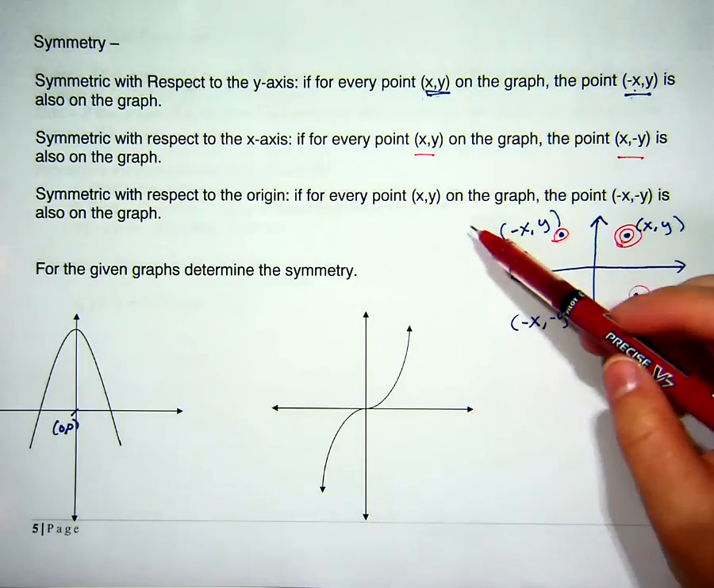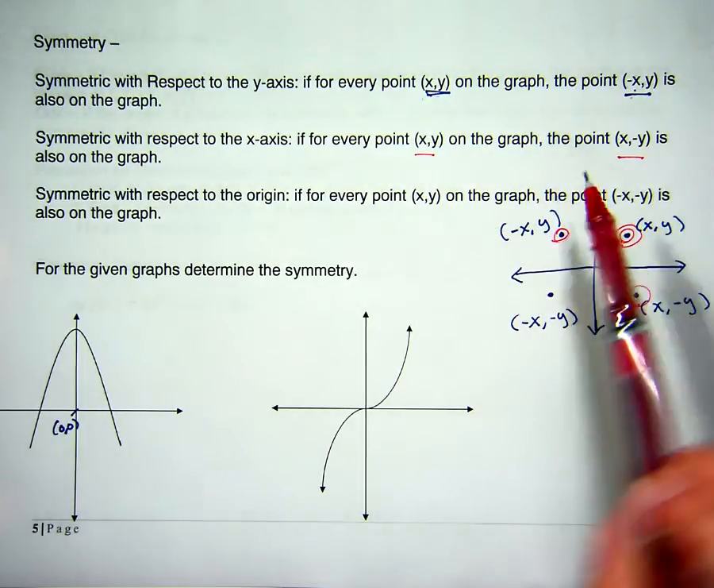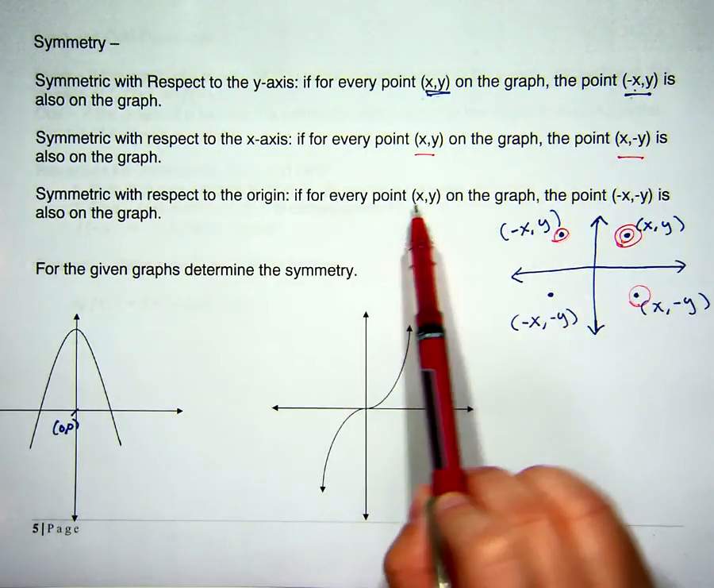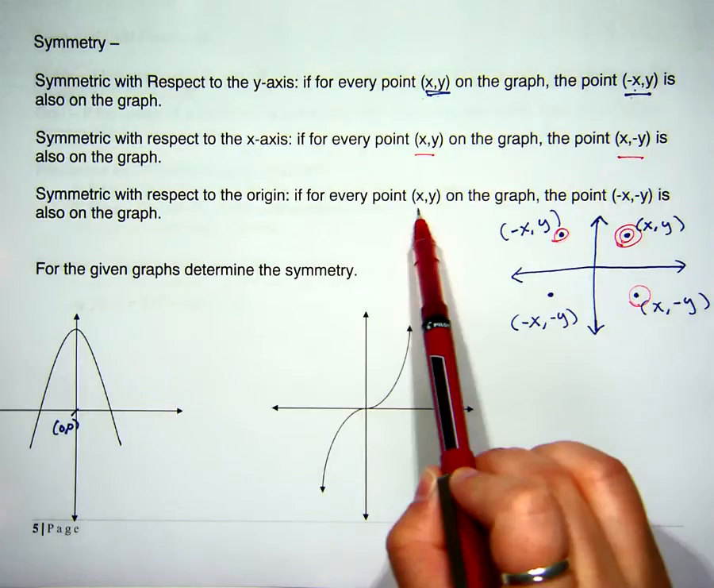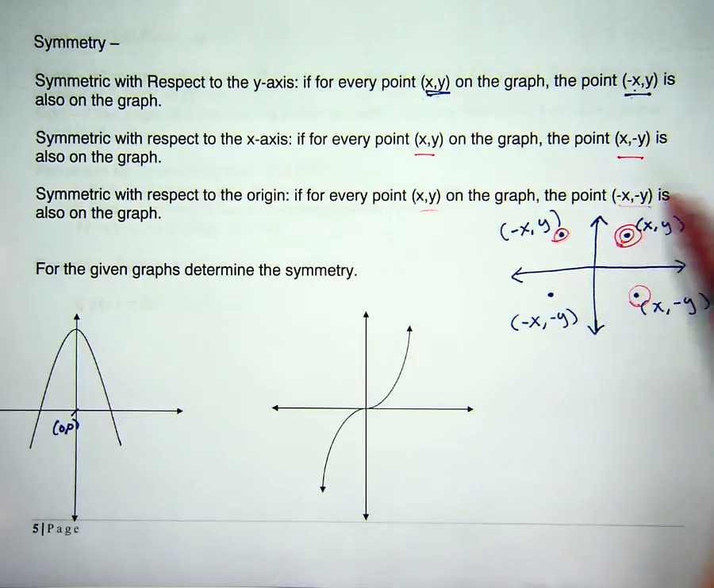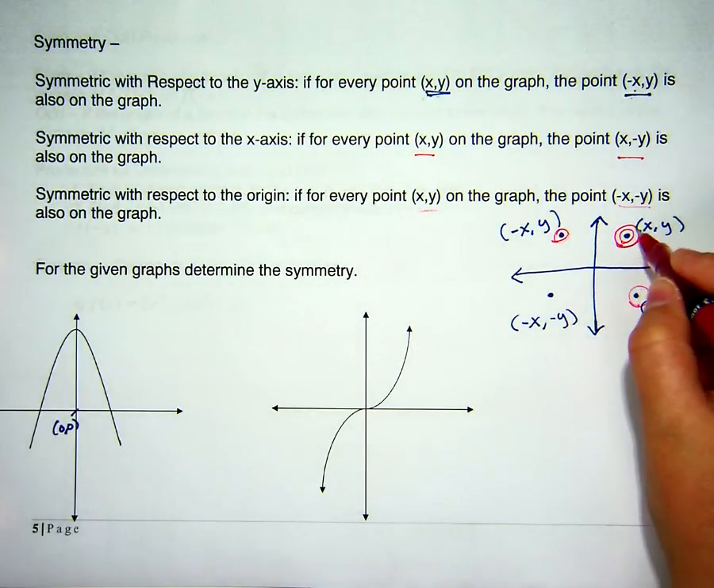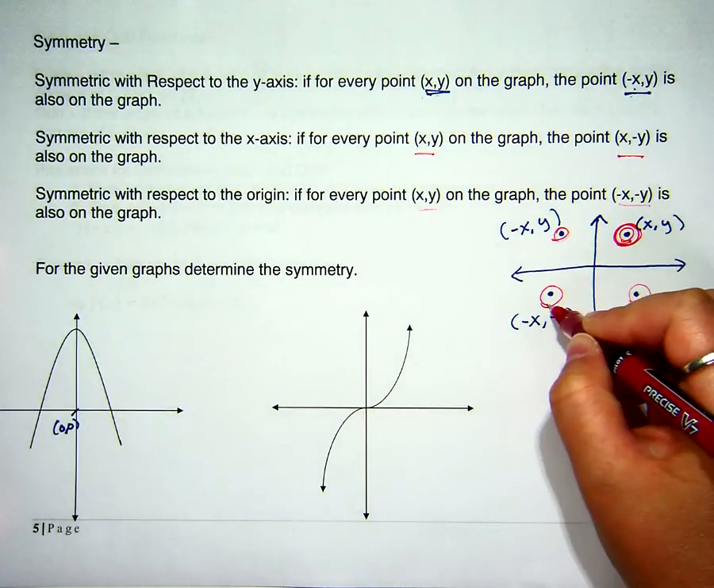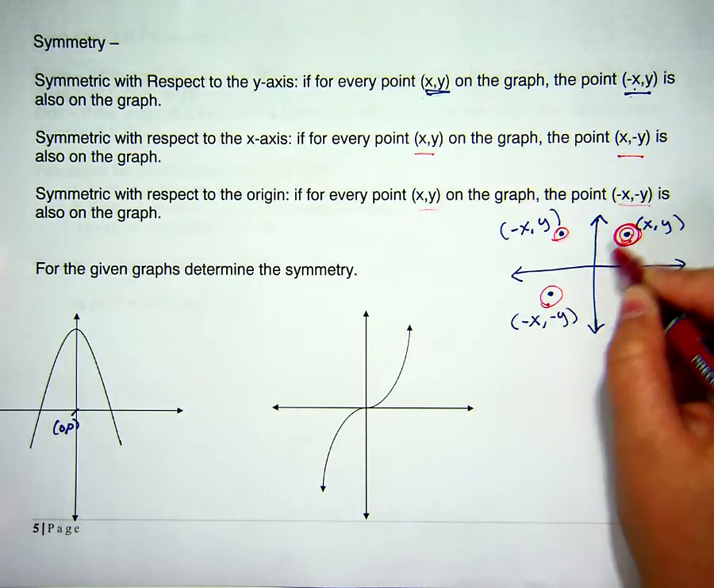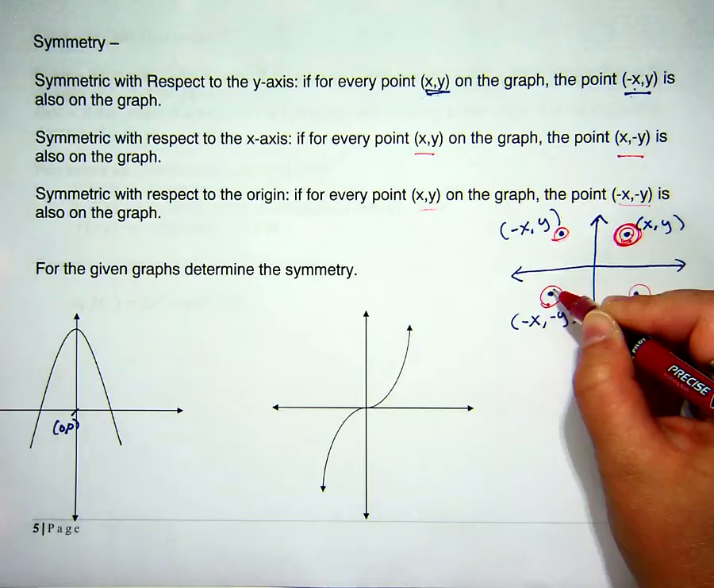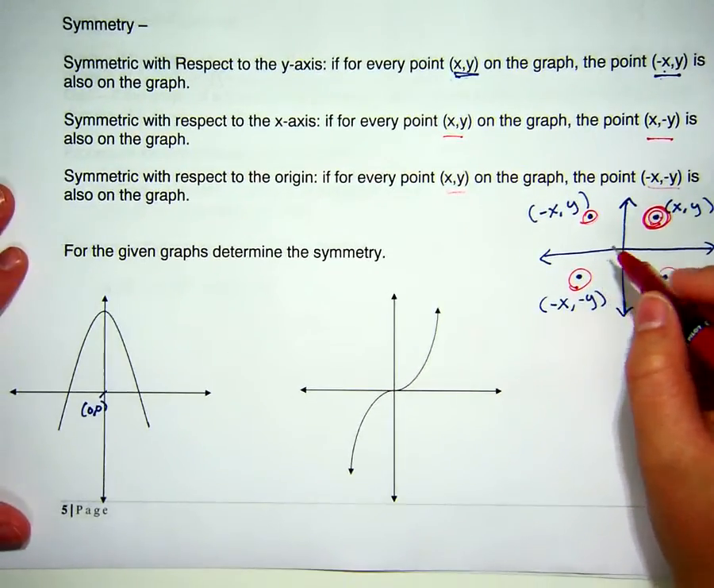How do I know if something is origin symmetry? Well, if for every (x, y) on the graph, the point (negative x, negative y) is also on the graph. So again, if the point (x, y) is on my graph, then the point (negative x, negative y) is also on that graph. Notice that I'm lining up opposite across from the origin, and that's how we know if something is origin symmetric. Let's look at a couple of examples.